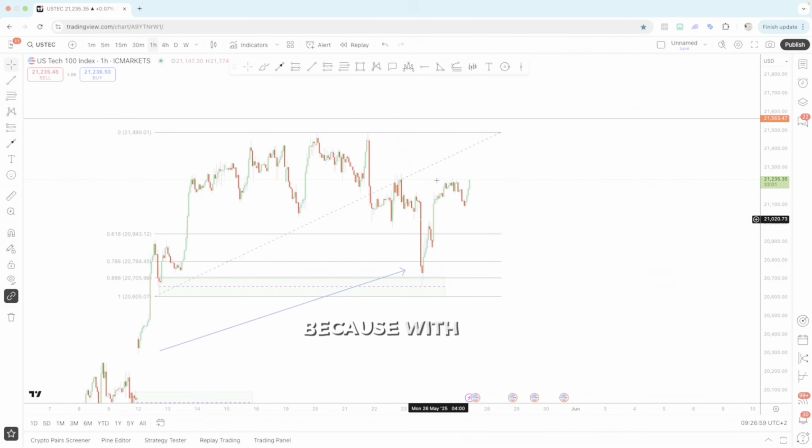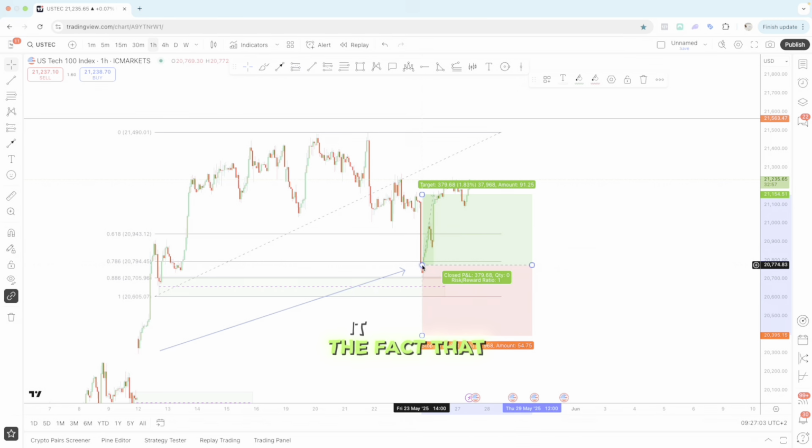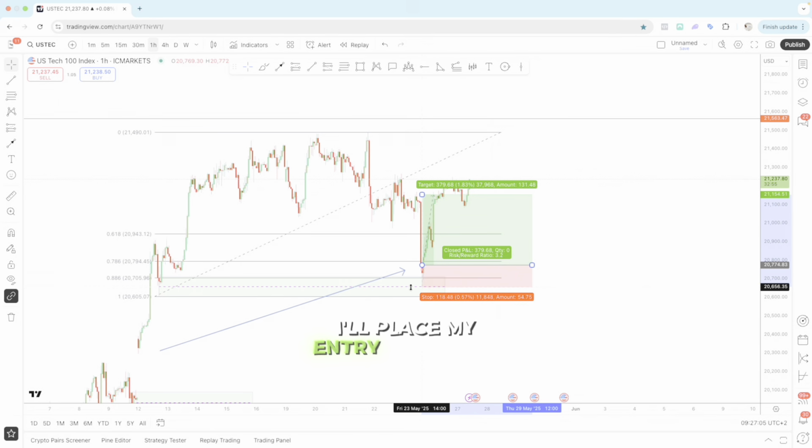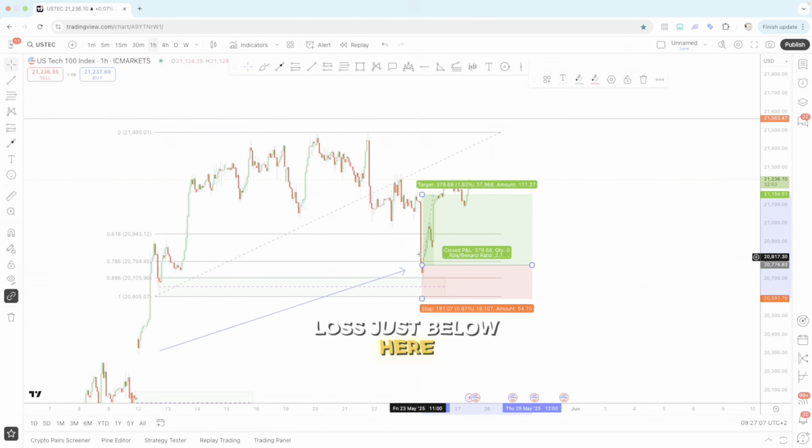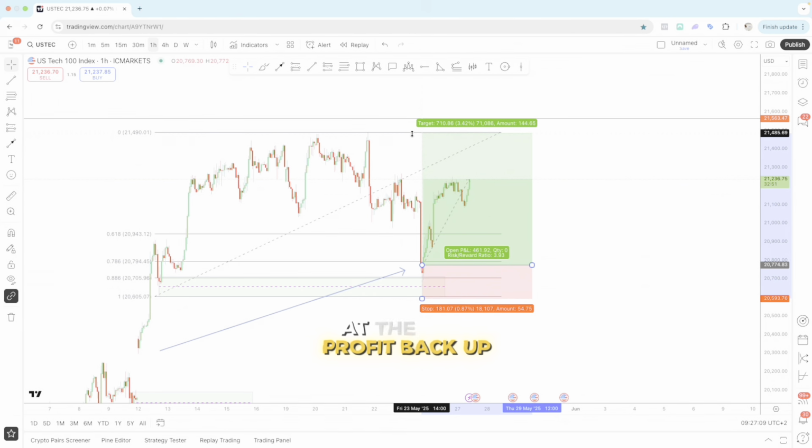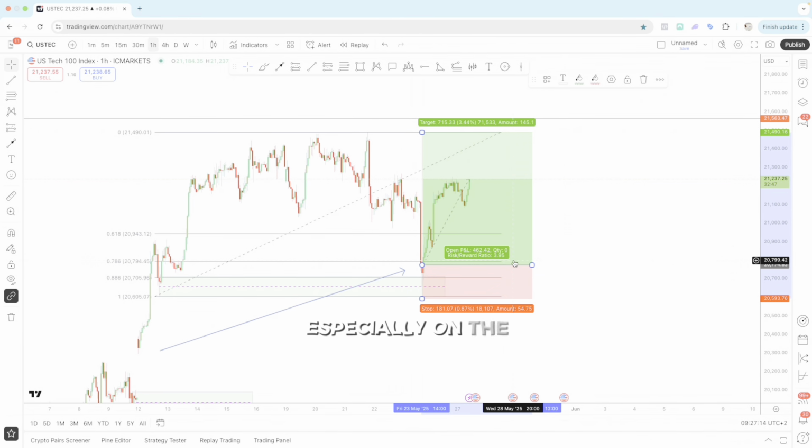It's adding up, and that is one of the best ways that you can go about it, because with this, automatically, how I would have gone about it is, because of the fact that it gave me everything, I would place my entry here, stop loss just below here, and then take profit back up at the high, which is right here. You can see 3.9 over 3, especially on the risk to reward. And the fourth thing is that I never risk more than my plan allows. I mean, Fibonacci, yes, it is a guide, but the honest truth is that it's not an excuse for you to start over leveraging.